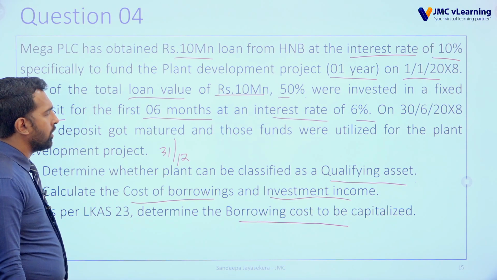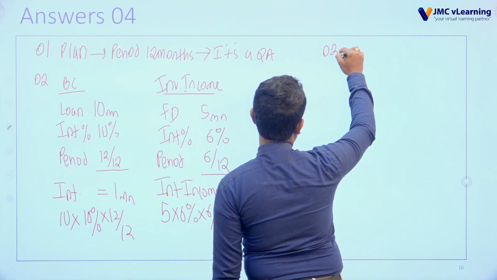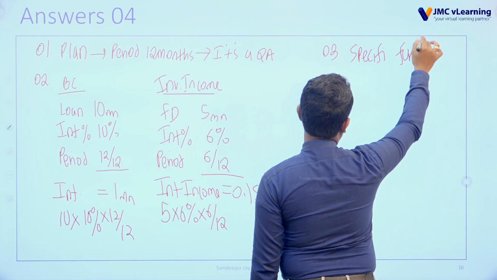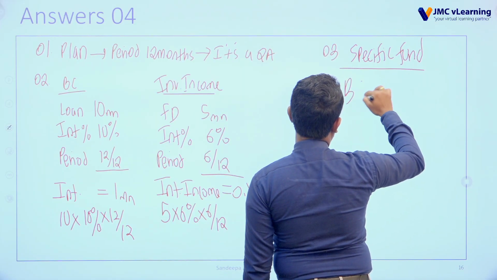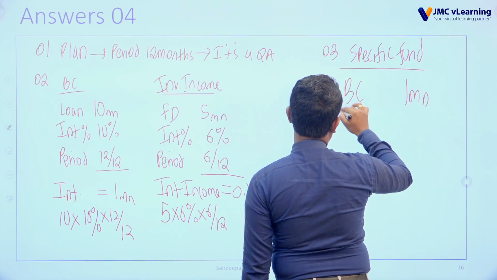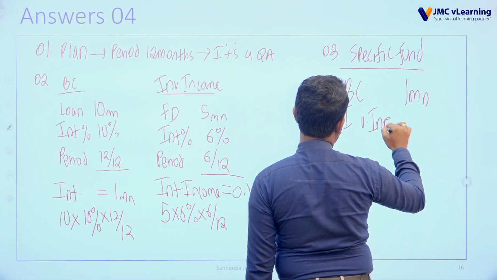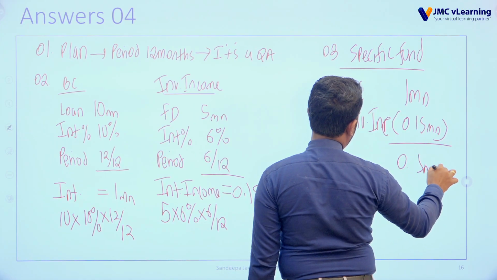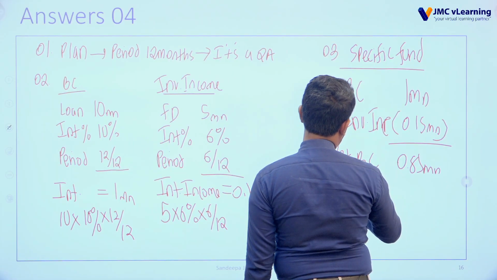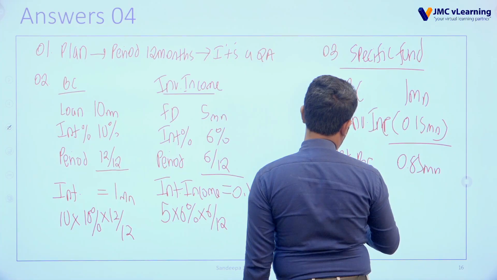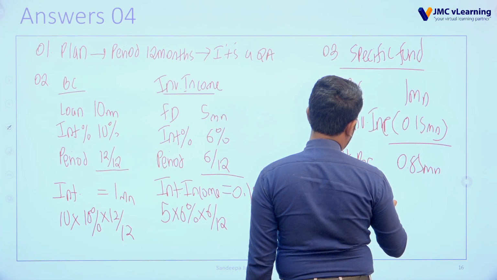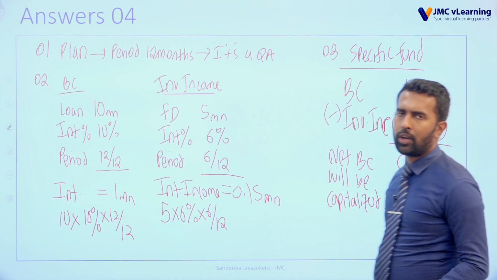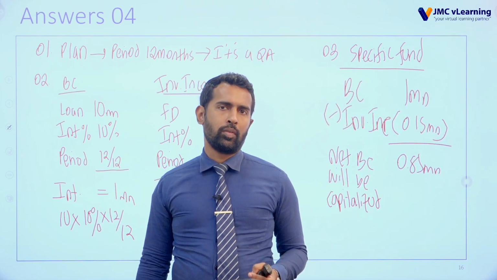As per LKAS 23, determine the borrowing cost to be capitalized. So part 3 of the question. Now it's very clear, this is a specific fund. The question is about a specific fund. So the borrowing cost is 1 million, from that we need to deduct the investment income, which is 0.15 million. So the net borrowing cost will be 0.85 million, which will be capitalized. Since it's a specific fund, you have to capitalize the net borrowing cost.